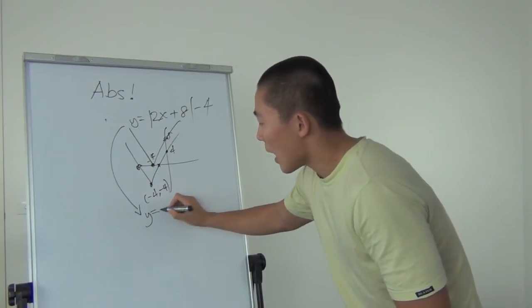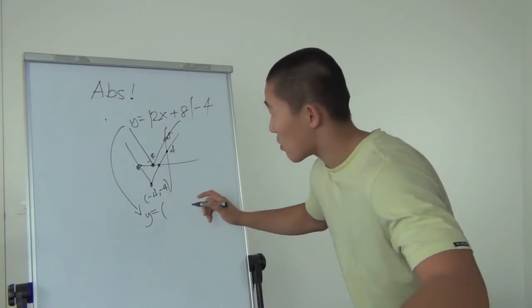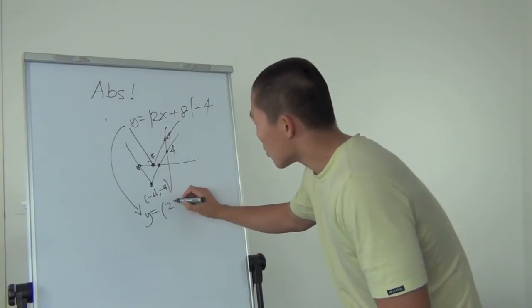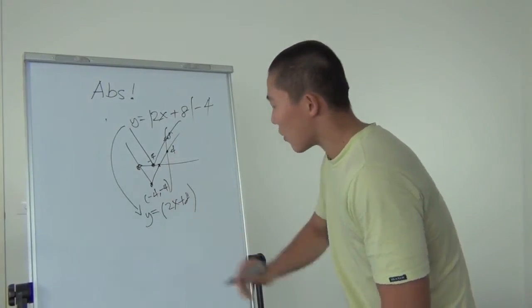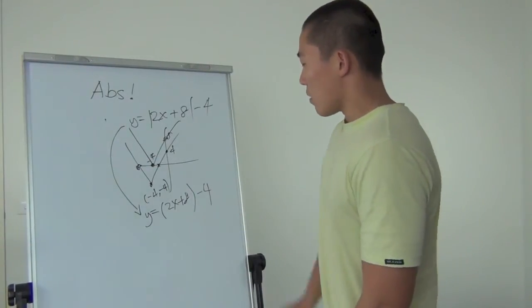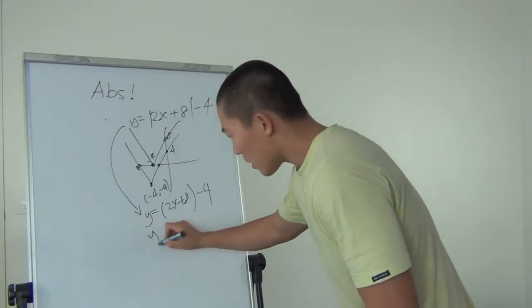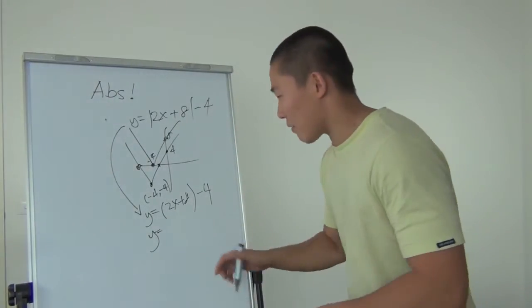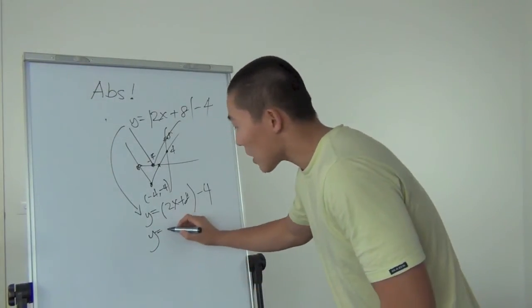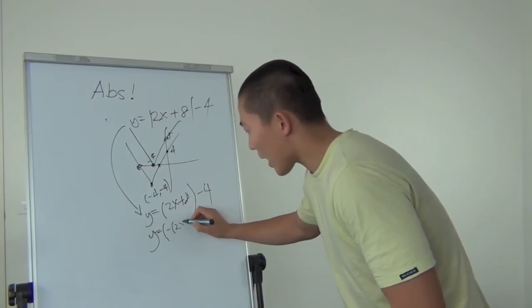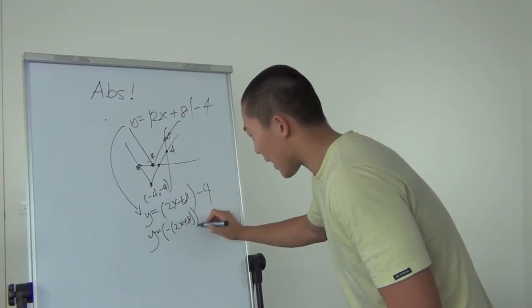So one of them becomes absolute positive. I'm going to use brackets, because brackets are cool, unless you use them wrong: 2x plus 8, bracket, minus 4. So everything is positive. The next one is going to be completely negative, so I'm going to go bracket, negative, bracket, 2x plus 8, bracket, minus 4.